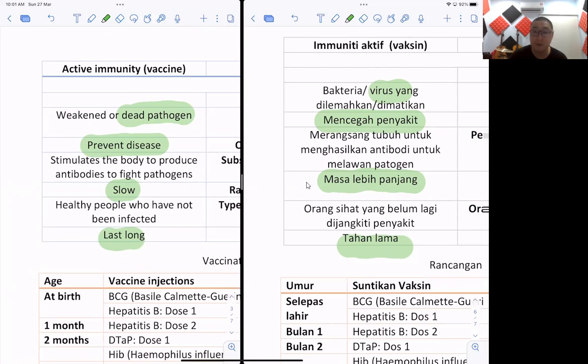For active immunity, yes, it can prevent, but it has one weakness. What is the weakness? It only works for healthy people who are yet to be infected. You can only use it in this situation. What happens if you get COVID and you still want to take active immunity? Obviously you cannot.